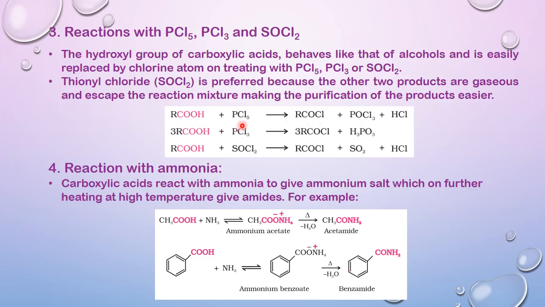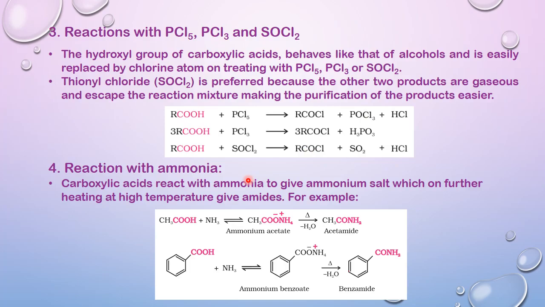Here, instead of PCl5, you can use PBr5 to obtain acyl bromide. Out of these 3 reactions, the third reaction is the best because the 2 byproducts that we are obtaining in this chemical reaction, that is SO2 and HCl, are both in the gaseous form. Hence, the reaction mixture is obtained in the purified form.